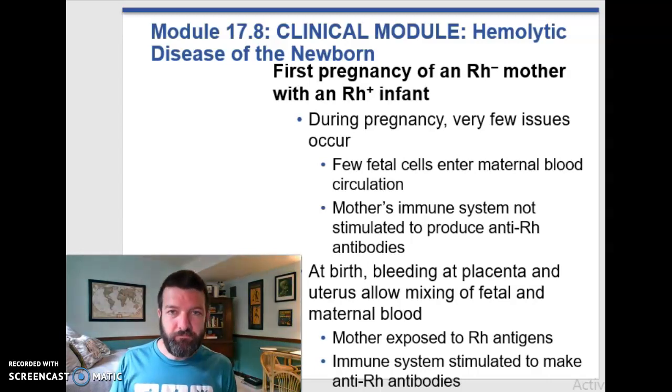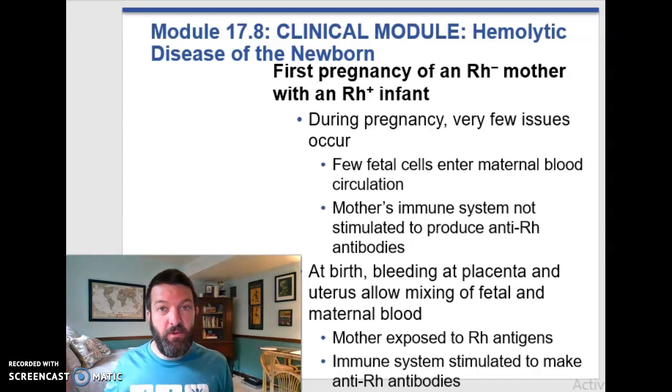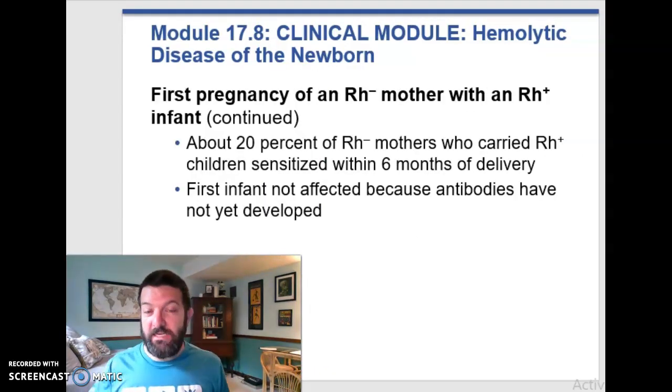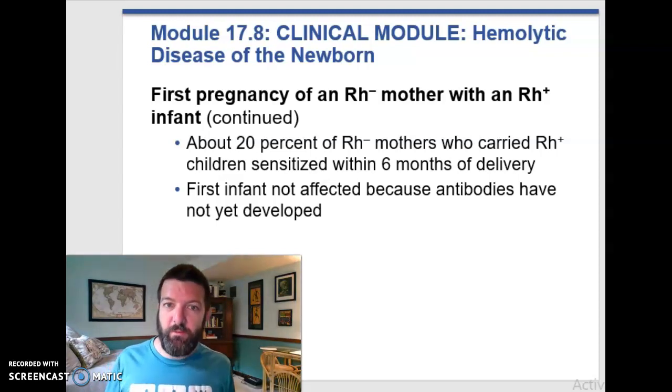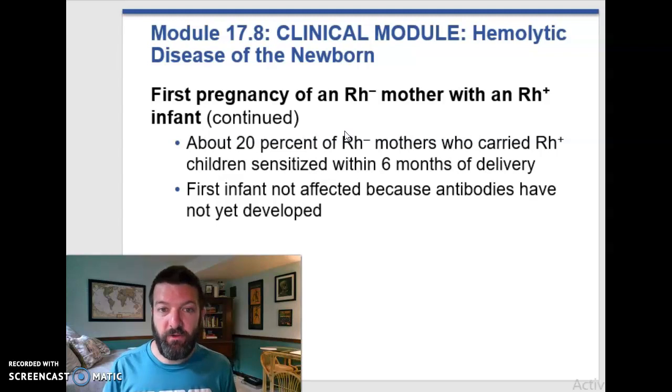And usually when that first baby is born, mom is then exposed to that Rh positive antigen. So the next time Rh negative mom has an Rh positive fetus, her antibodies that she's making now will attack that fetus. And it takes mom a little time to build up those antibodies, but about 20% of Rh negative mothers who have Rh positive children get sensitized within 6 months of the delivery. So it doesn't necessarily happen, but it happens often enough to where it's a pretty big health issue.